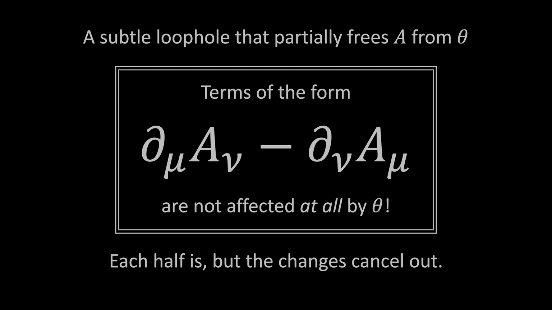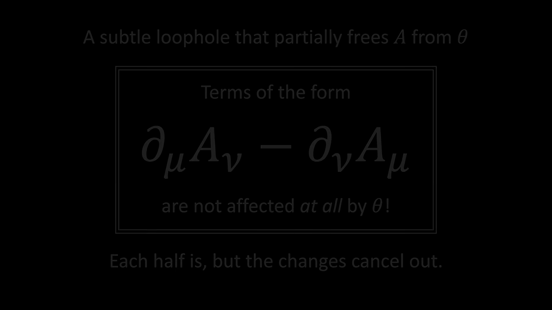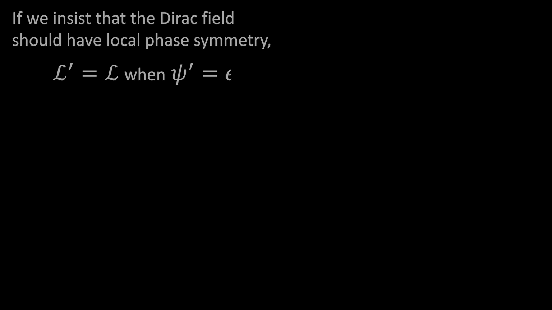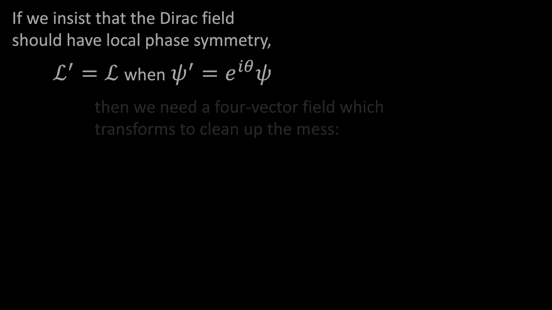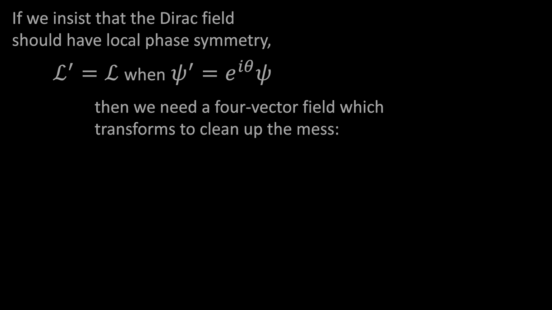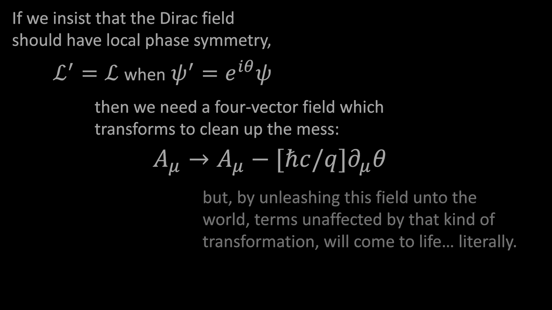So this is like a special trick that allows a to escape the tyranny of the phase field. And notice that the form of the trick, the contour of the trick, fits like a key in a lock to the constraints of local phase symmetry. The reason that this trick has the form of a derivative minus a derivative is that the way the phase field affects a takes the form of a derivative. And so the nature of this trick follows necessarily from the nature of local phase symmetry in the Dirac field.